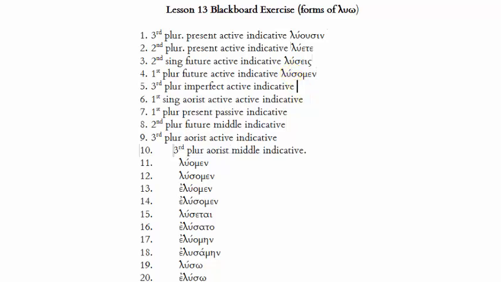Okay, let's take this one. The third plural imperfect active indicative of luo. What would that be? Well, how do we form the imperfect? Okay, we start out with the first principal part and do what to it? Remember, there's two things we do to it. We add the augment, okay, and then we put a secondary ending on it.